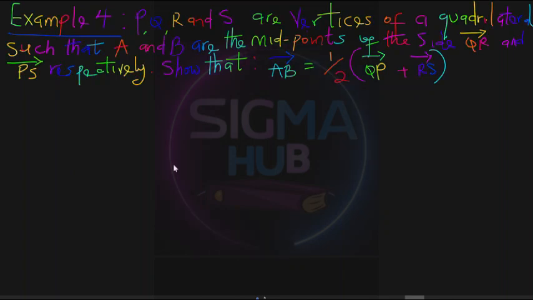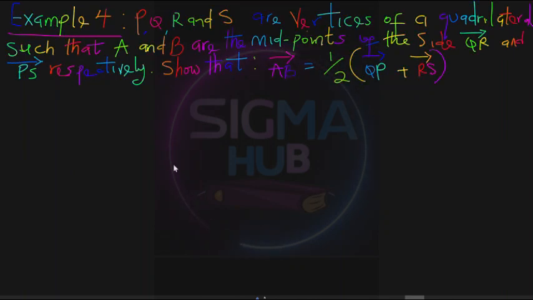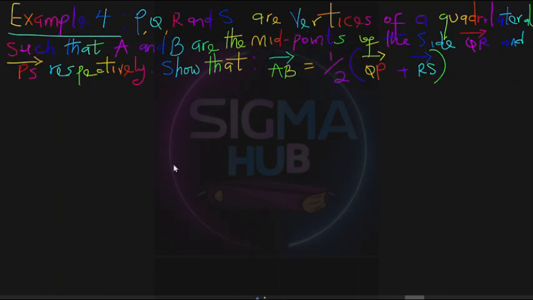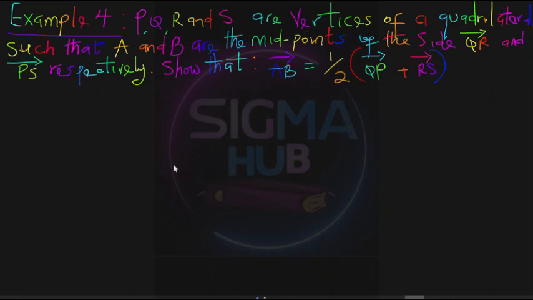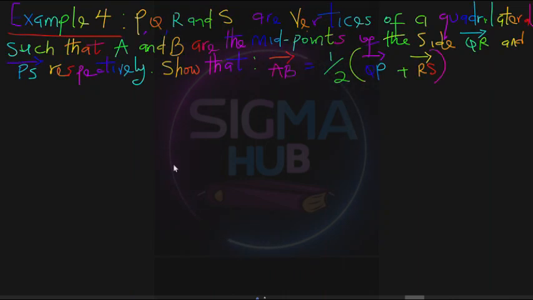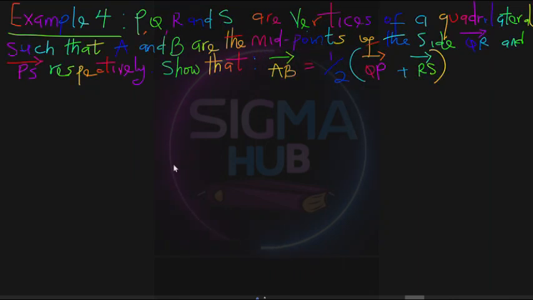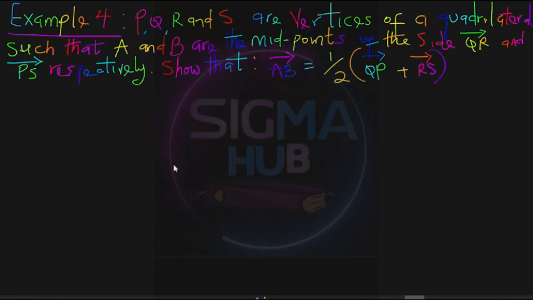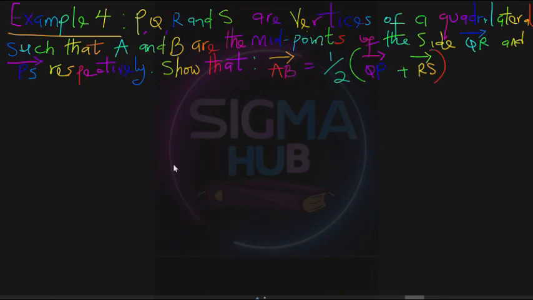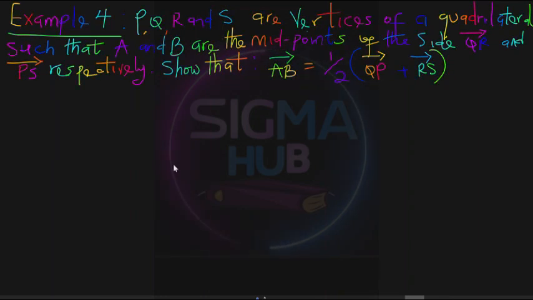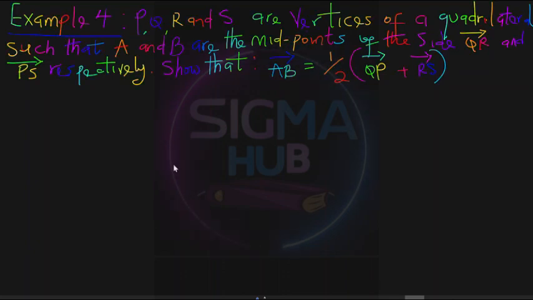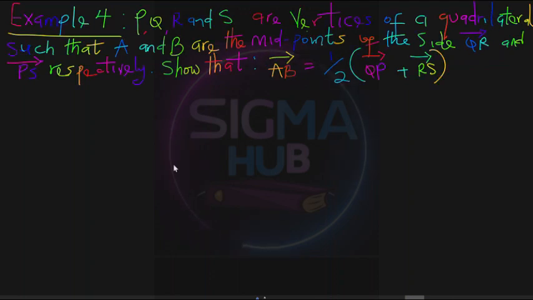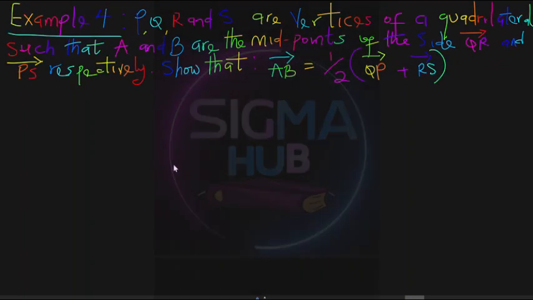All right, example 4. Example 4 says P, Q, R, and S are vertices of a quadrilateral such that A and B are the midpoints of the sides QR and PS respectively. So the question is that we should show that AB is equal to half of QP plus RS. Now, in order to answer this question, we need to sketch the quadrilateral with vertices PQRS as we have been told. Now, let's quickly sketch the quadrilateral.